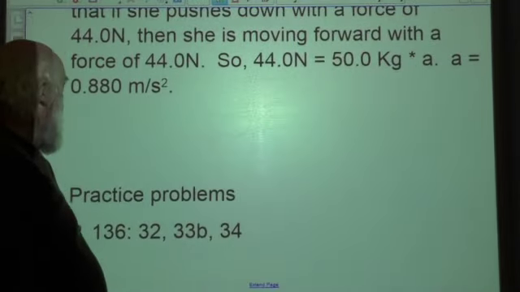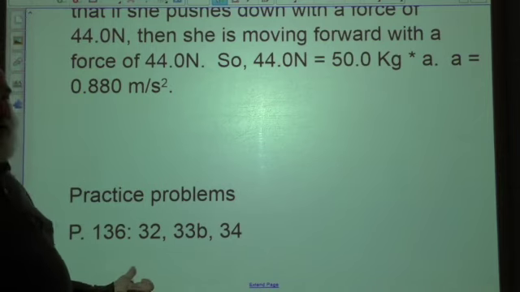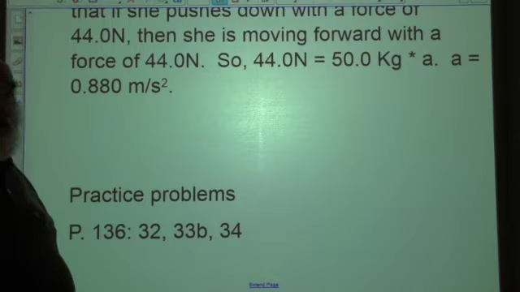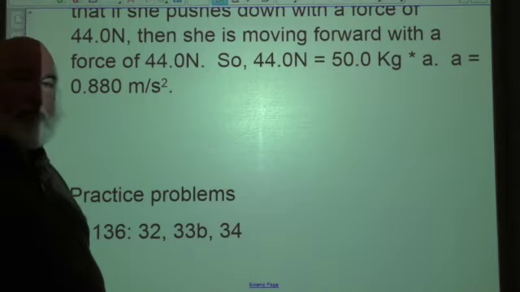So, your practice problems are on page 136 in your physics book: 32, just part B of 33, and then 34. All right? Good luck.